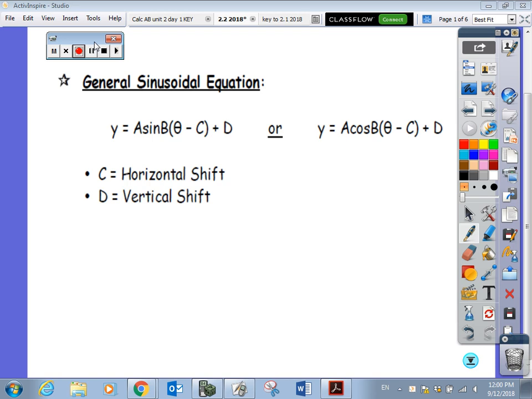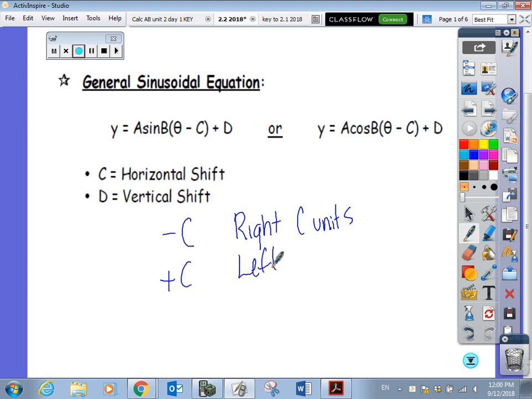So if we have a negative C, that means we move to the right C units. If we have a positive C, that means we move to the left C units. It's the opposite because of that minus sign. So minus C, theta, the opposite of C. So if it's theta minus 2, that's right 2. If it's theta plus 2, that's left 2.